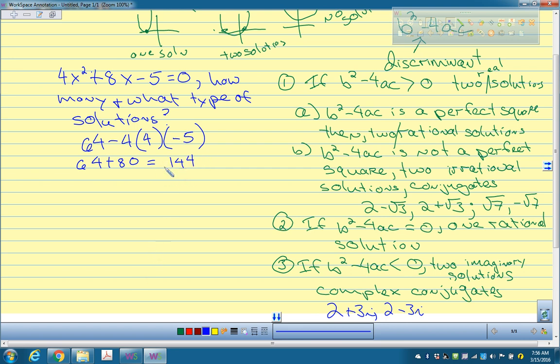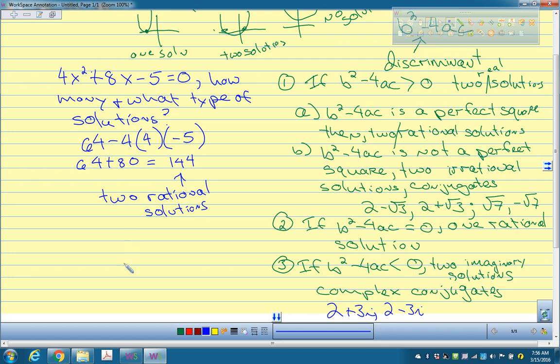Good. Can I take the square root of that? So looking at these rules, how many solutions am I going to have? One solution, right? Because this is a perfect square. So if b squared minus 4ac is a perfect square, then you're going to have two, not one, you said one, right? You have 2 rational solutions, okay? 2 rational solutions. We're not going to find them for right now. Questions on that? Because it's a perfect square.